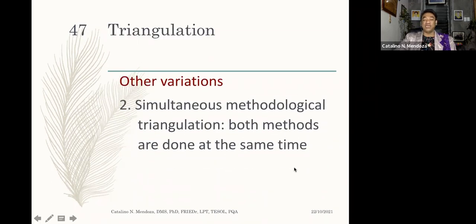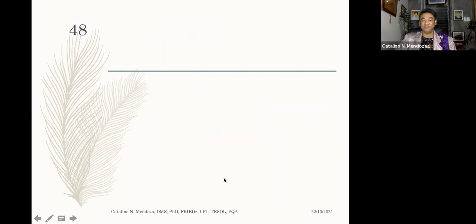Another one is simultaneous methodological triangulation. Both methods are done at the same time. This is simultaneous, and we can use that. Like what I have said, triangulation using focus group discussion and interview, or narrative and focus group discussion. The narrative most probably can be validated using focus group discussion.